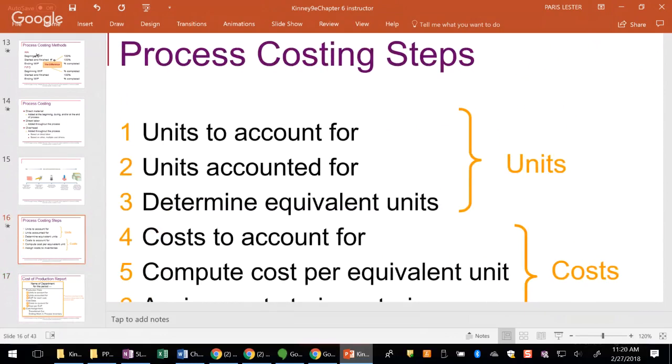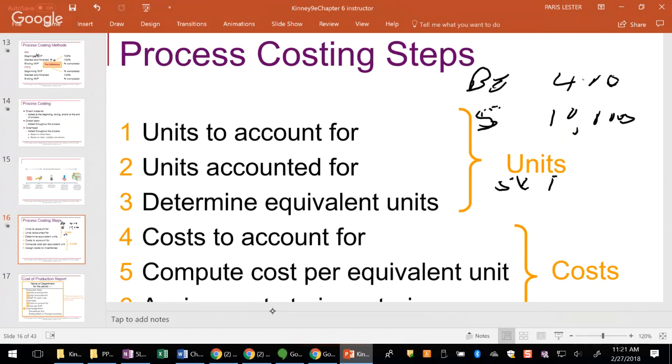All right. If you had beginning inventory, 400 units, and you started 10,000 units, it's simple. How many do you have to account for? 10,400. Now, where do those 10,400 end up?